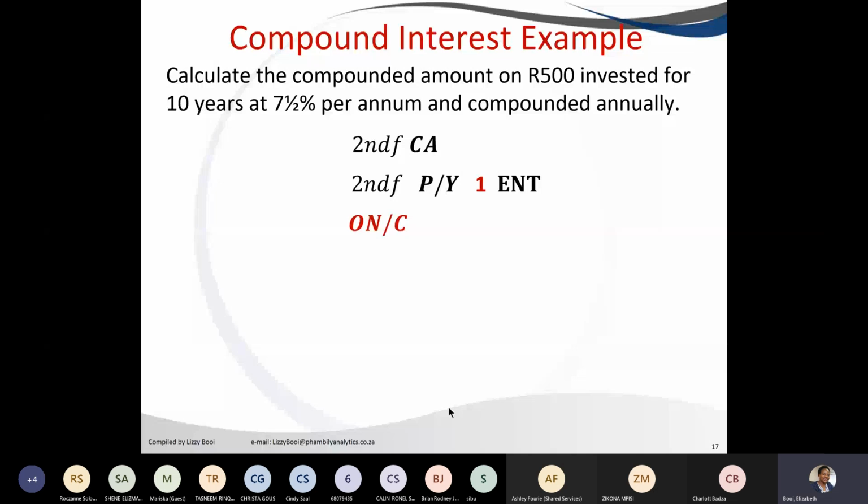Now you're ready to capture the information that you are given. Remember, you're given your present value, which we will call in this instance PV. This will be your present value on your calculator. This is N, and this is I/Y. But now the half will be 0.5. It will be 7.5, and that will represent I/Y.